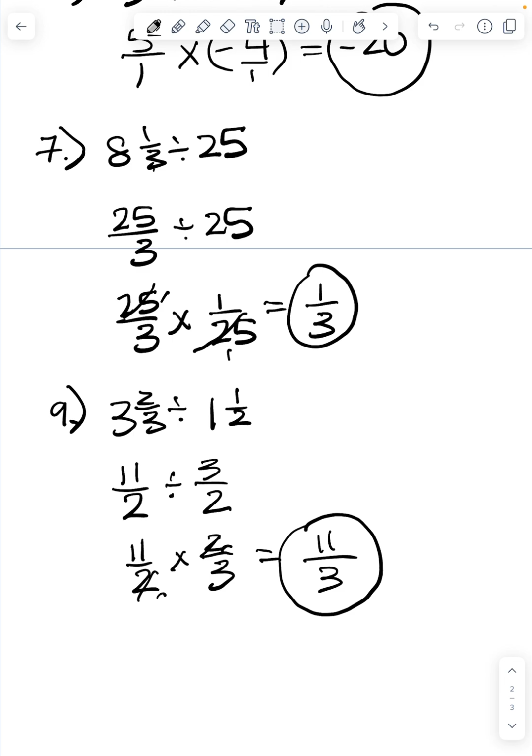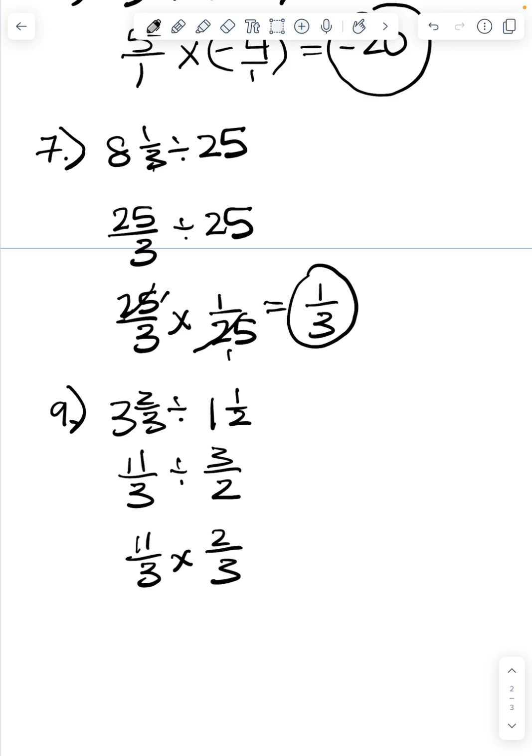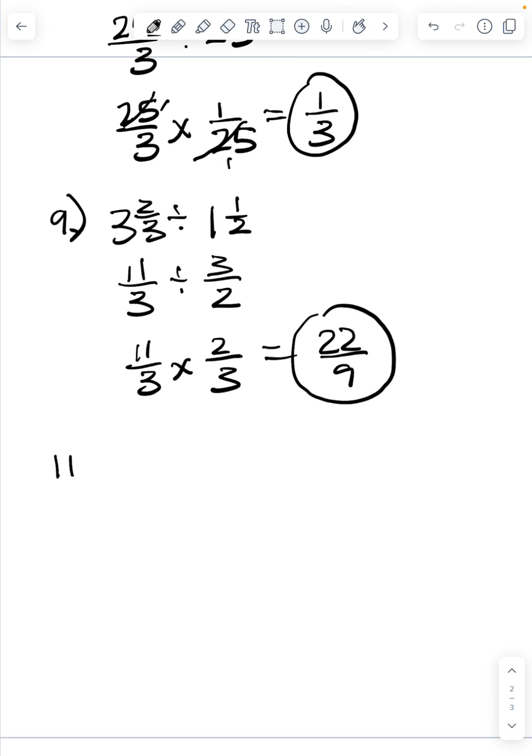I see. Did you guys see? All right, let me go back here. I did 11 halves. When I made my mixed number 3 2/3, I made it 11 halves. That was incorrect. It should be 11 thirds divided by 3 halves, which is going to be 11 thirds times the reciprocal 2/3. Nothing cancels this time. That leaves me with 22 ninths. Okay, number 11.